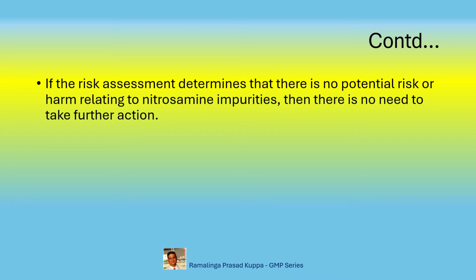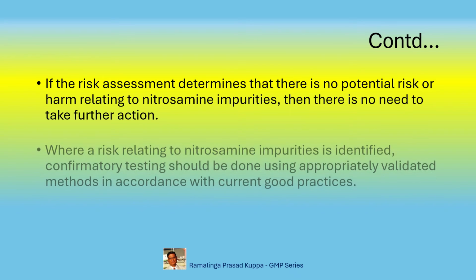If the risk assessment determines that there is no potential risk or harm relating to nitrosamine impurities, then there is no need to take further action. So it is important that the risk assessment report should be comprehensive enough to establish that there are no questions unanswered while determining the risk. All justifications should be scientifically valid with evidence.